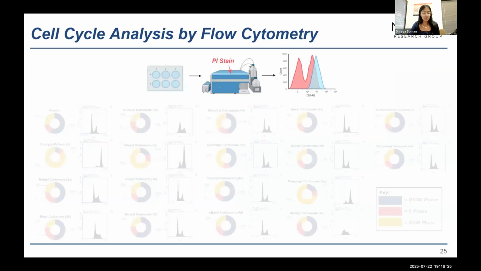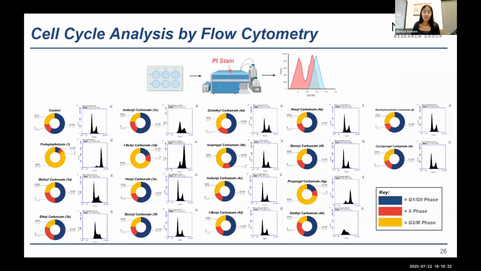So we ran all 22 of our compounds through the flow cytometer to get some data on the cell cycle analysis. As expected, podophyllotoxin, which is the parent compound and a known tubulin inhibitor, showed the greatest percentage of cells arrested at the G2/M phase, signified by the yellow color. Also, similar to our MTT assays, T-butyl carbonate, which was a lead compound, also showed a good percentage of arrest in the G2/M phase as compared to other compounds.